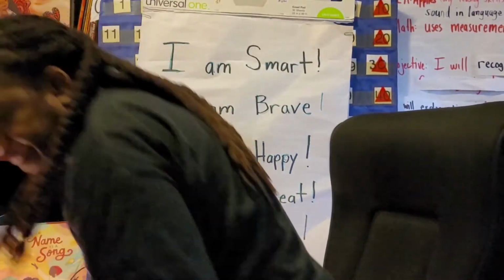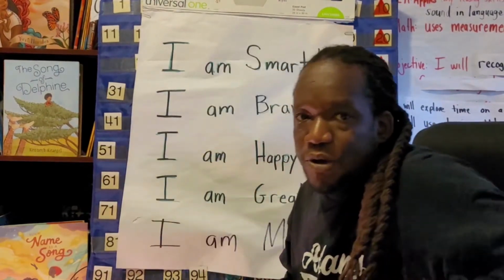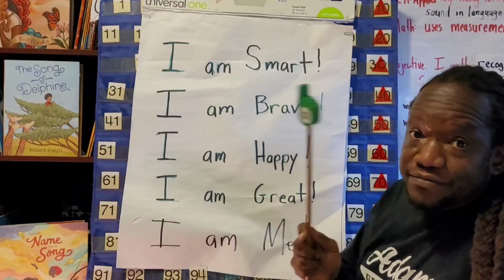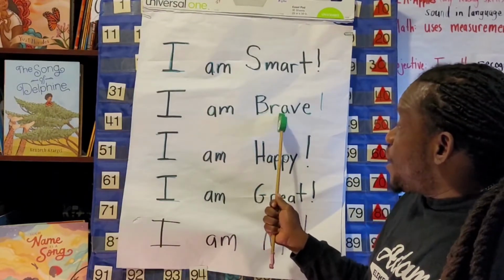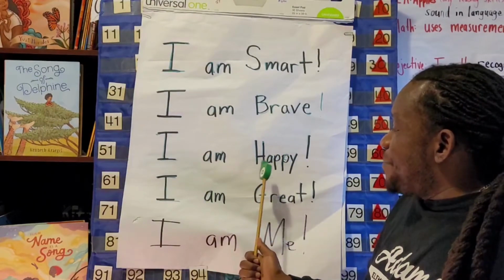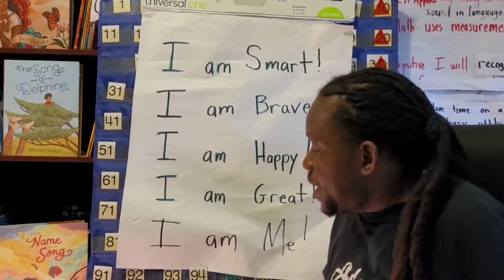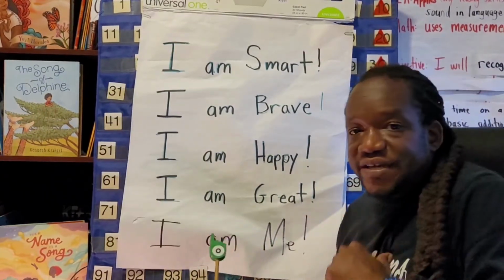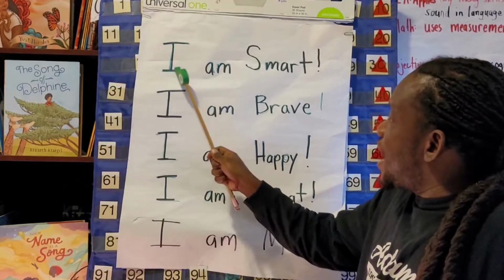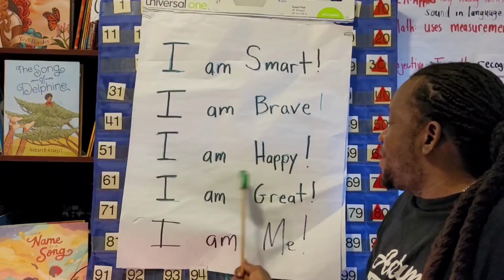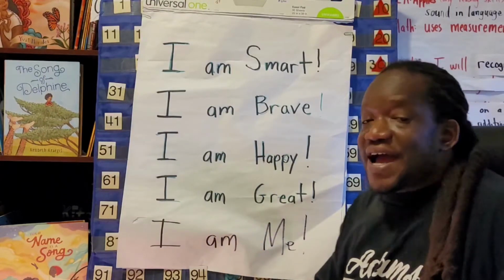So, and we talked about this. So let's read them and mimic me. That means repeat, right? I am smart. I am brave. I am happy. I am great. And remember, no matter what, I am me. I am smart. I am brave. I am happy. I am great. I am me. So we're going to read about Kate.